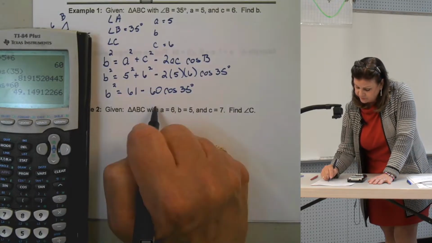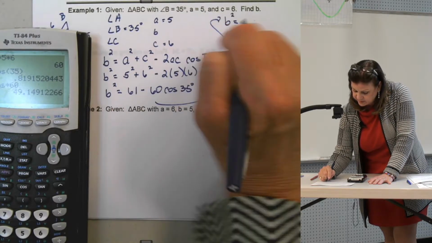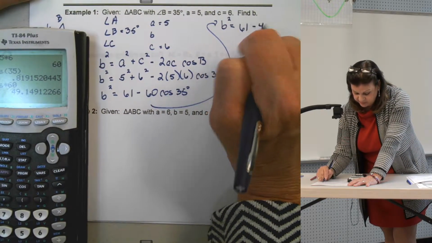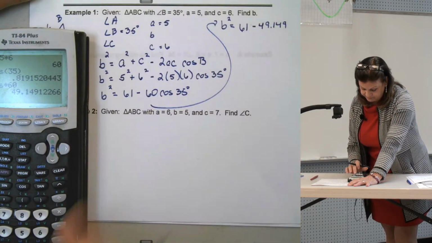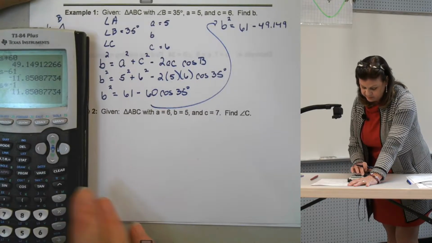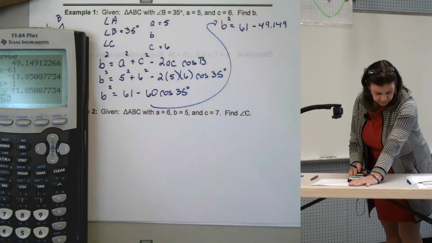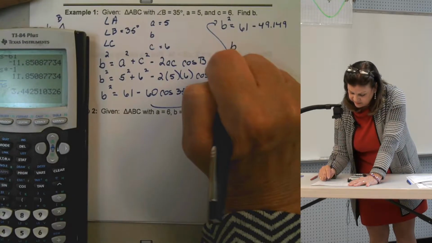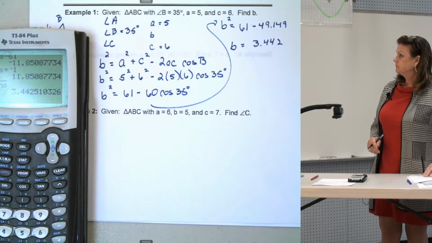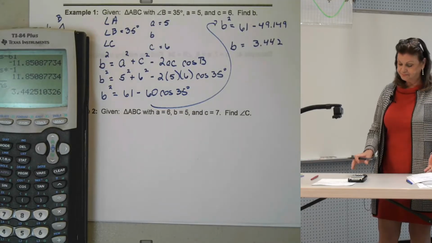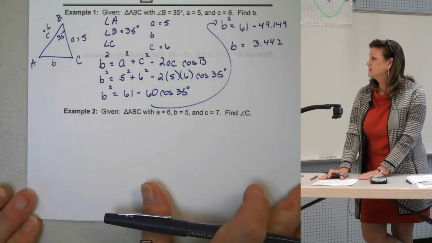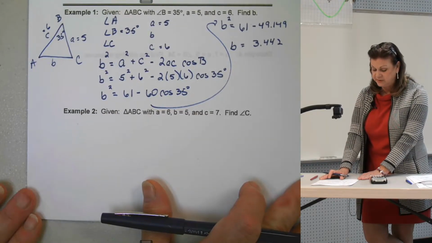All right, so b squared is 61 minus 49.149, and we're going to take the square root of that. And we end up with a length for b of 3.442. All right, so again, it looks a little intimidating, but it's really not that difficult. It's just locking into what it is and when you need to use it.